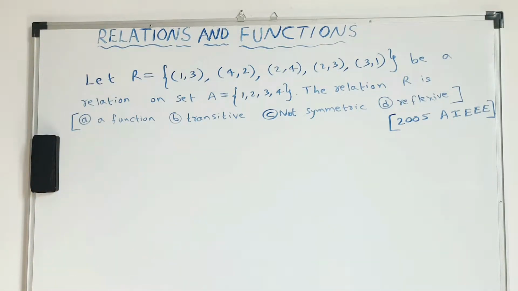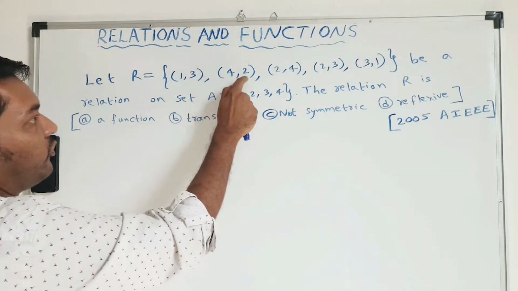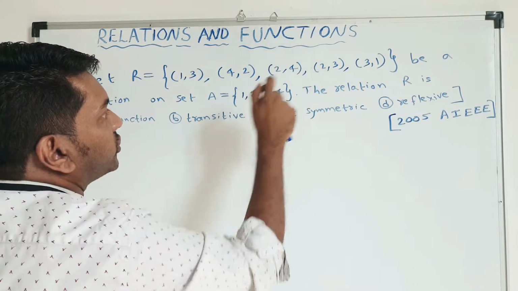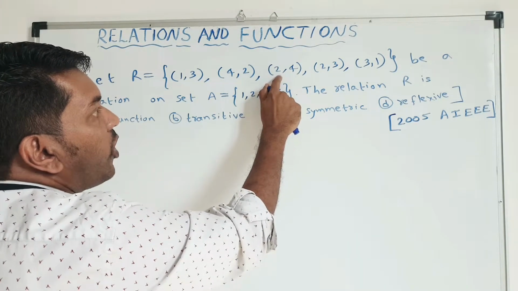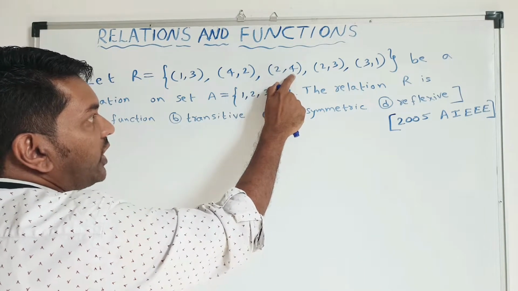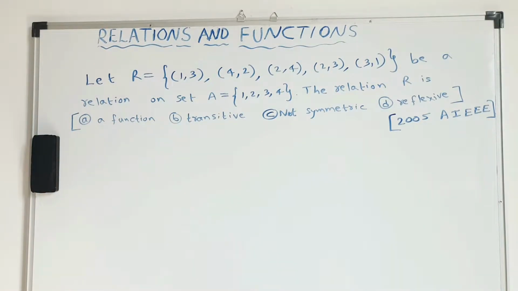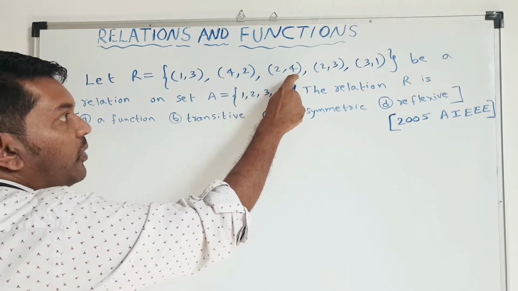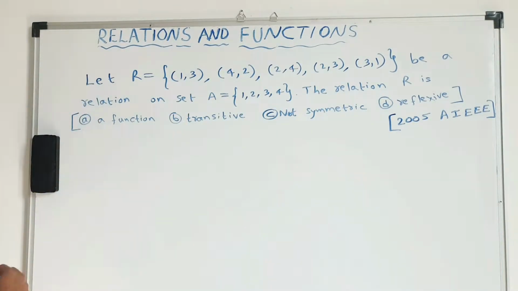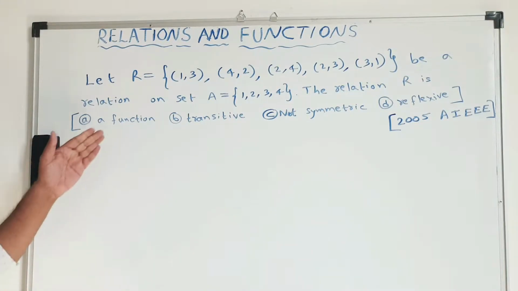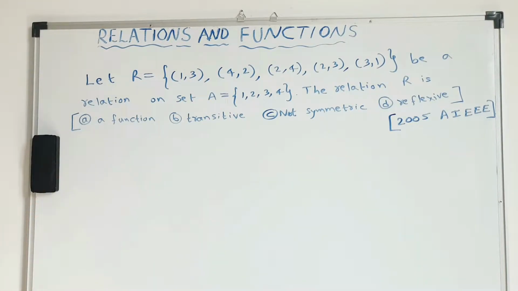So I am checking whether it is a function or not first of all. (1,3), (4,2), (2,4), (2,3). See, 2 has more than one image. 2 has an image 4 and 2 has another image 3. For being a function, every element should have a unique image. It should not have more than one image. Here the element 2 is having more than one image, so it is not a function. So the option C is not valid. It is not a function.